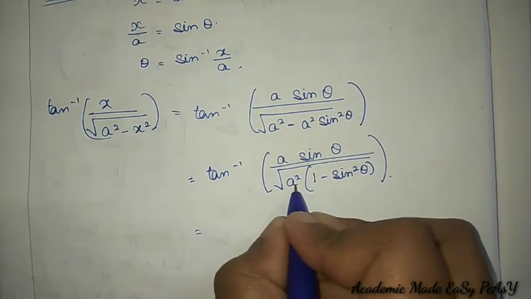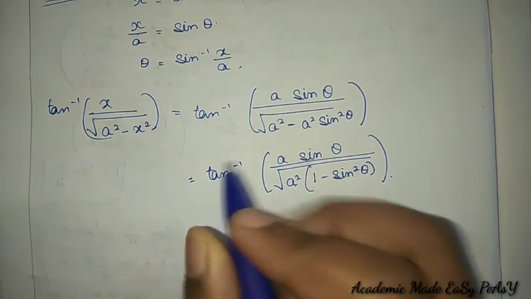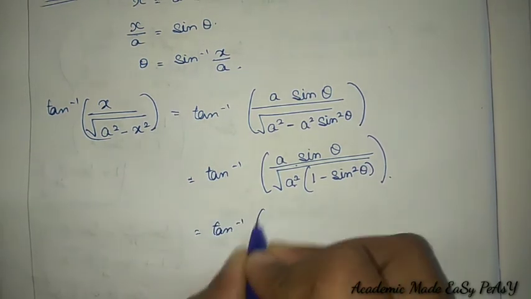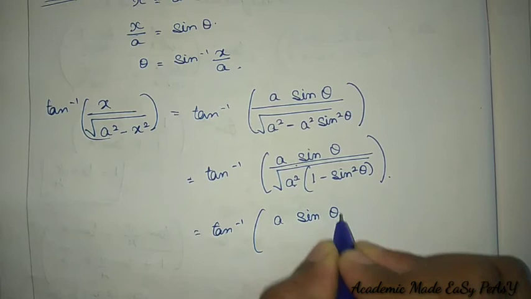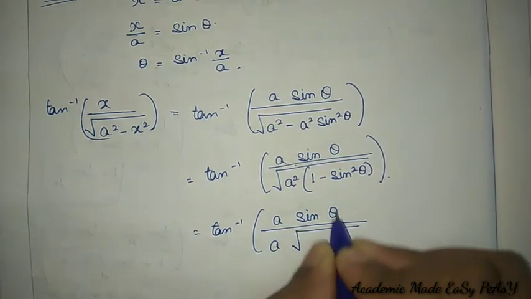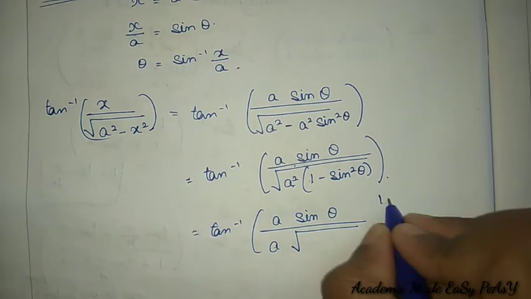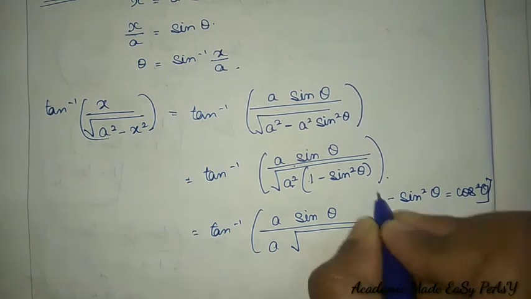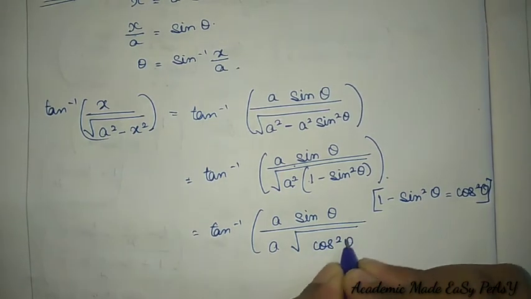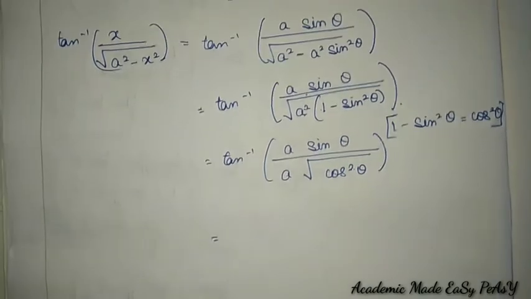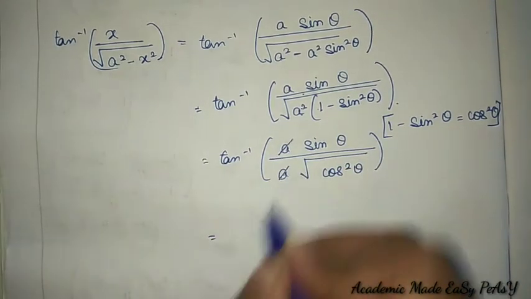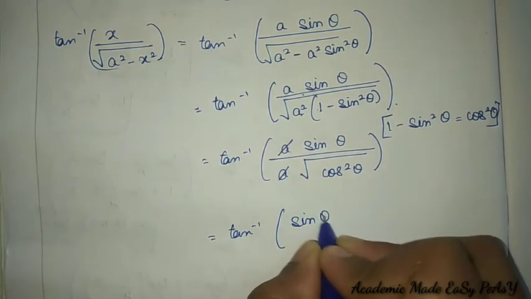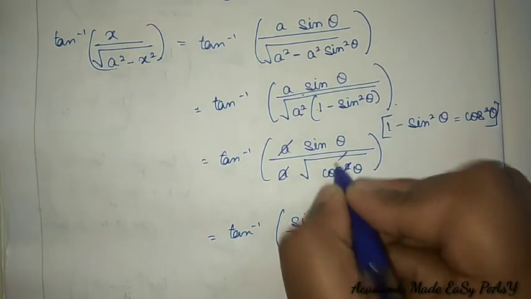Next step, I will bring this a square out of the root. Here square and root will get cancelled. So tan inverse of a sine theta divided by a root of 1 minus sine square theta. 1 minus sine square theta is equal to cos square theta. So here I will have cos square theta. Then in the next step, a and a get cancelled. So tan inverse of sine theta divided by root, and square gets cancelled.